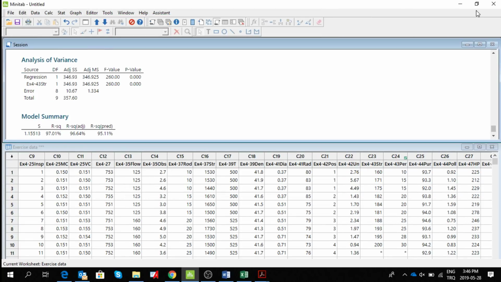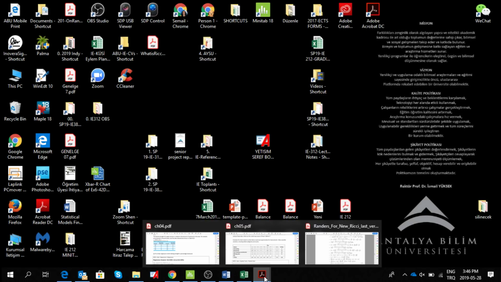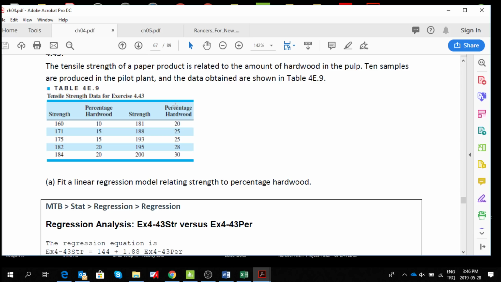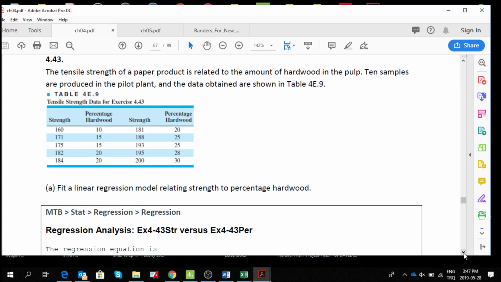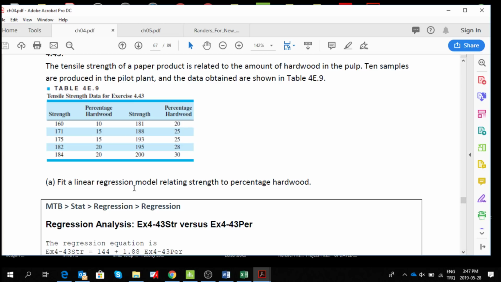Okay, next we are going to be working on question 43 in chapter 4. The tensile strength of a paper product is related to the amount of hardwood in the pulp. 10 samples are produced in the pilot plant and the data obtained are shown in this table. So here, according to the statement, strength depends on the hardwood in the pulp. In the first question, it says with a linear regression model relating strength to percentage hardwood.